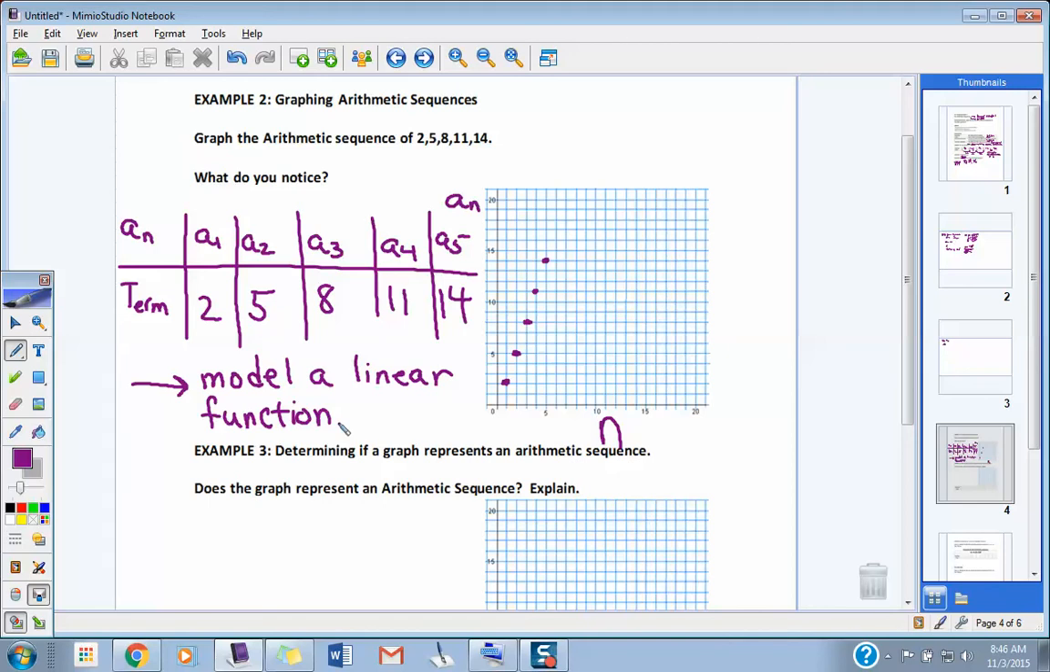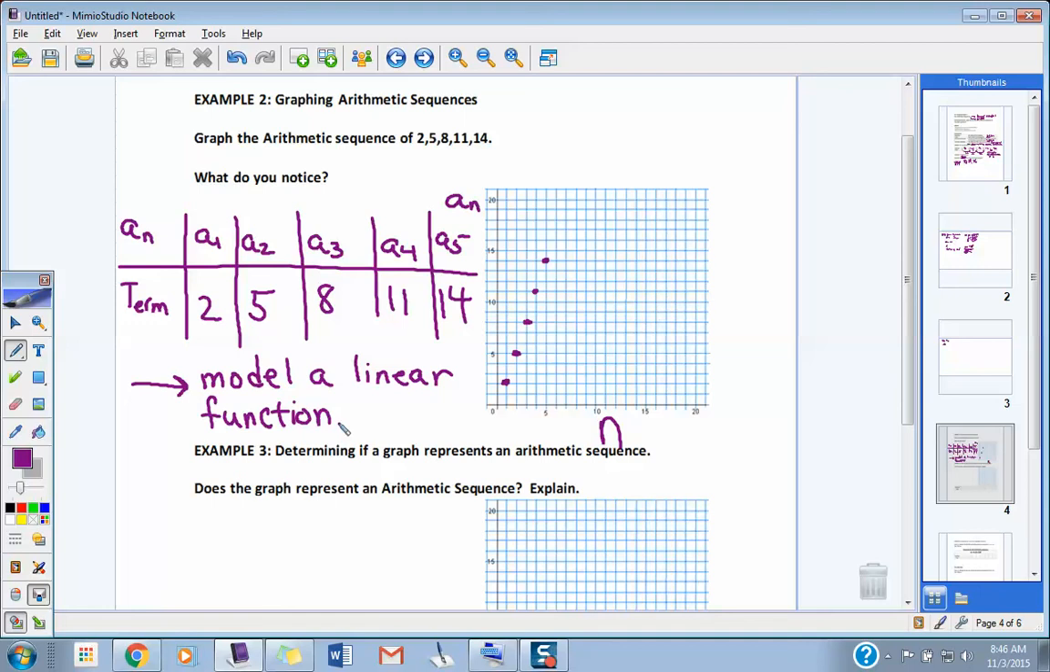Rise up and run how much? Rise 3 and run 1. Slope's 3, right? What was the common difference from term to term? What was the common difference to go from 2 to 5, 5 to 8? The slope and the common difference are the same thing. So if you ever hear me use the phrase, hey, what's the common difference in here? You're just looking for the slope. You bet.